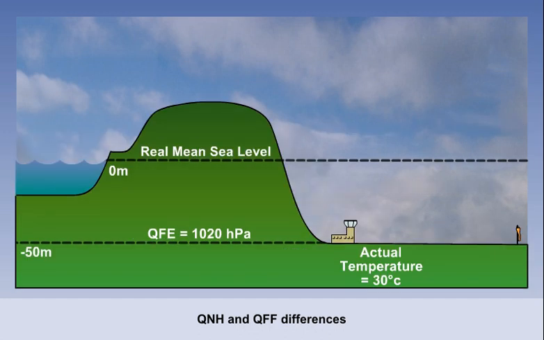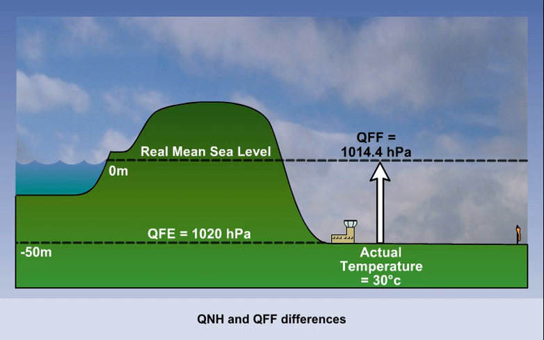Let's take a look at how we might calculate the sea level pressure when we're actually below sea level. In this example, let's say we're 50 metres below sea level with a station pressure of 1020 hectopascals and the outside temperature is 30 degrees Celsius. Since sea level is above us, it must be a lower value than 1020 hectopascals. The fact that warm air reduces the pressure lapse rate is recognised by QFF. The pressure is not reduced by much when calculating sea level pressure.